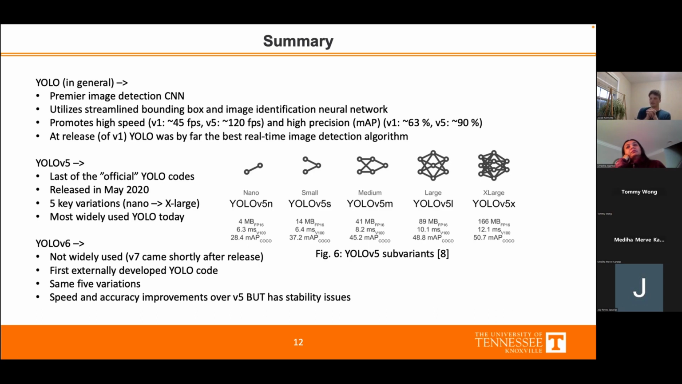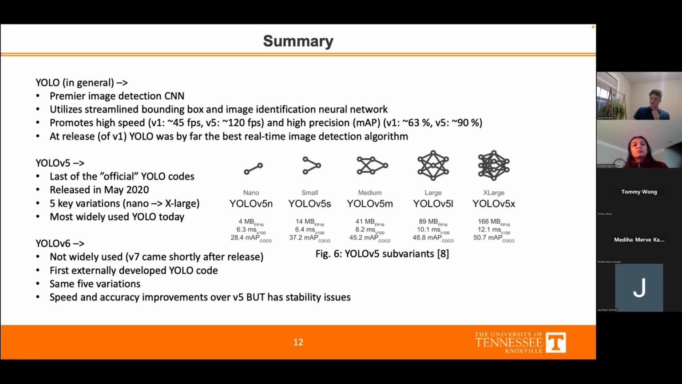Specifically for YOLO v5, it is the last of the official YOLO builds. It was released in May of 2020. It has 5 key variations from nano to extra large, which each have their own increased number of convolutional layers and memory and information size, which is given by the figure to the right. It is still, to this day, the most widely used YOLO variant.